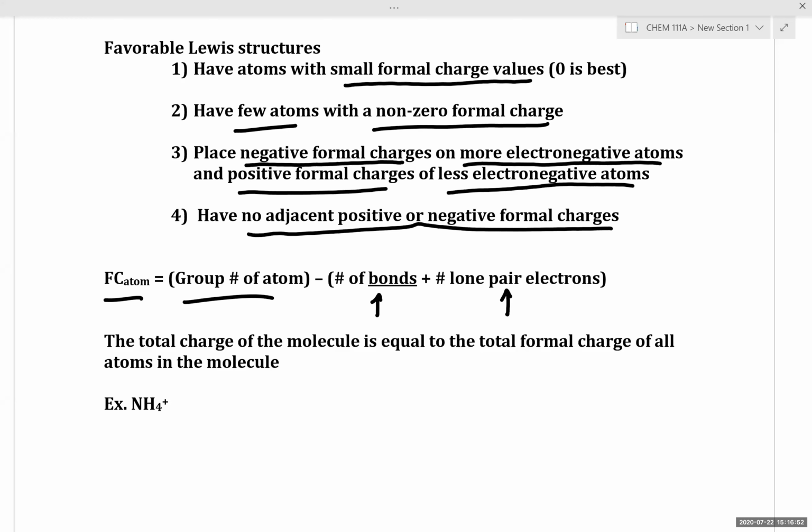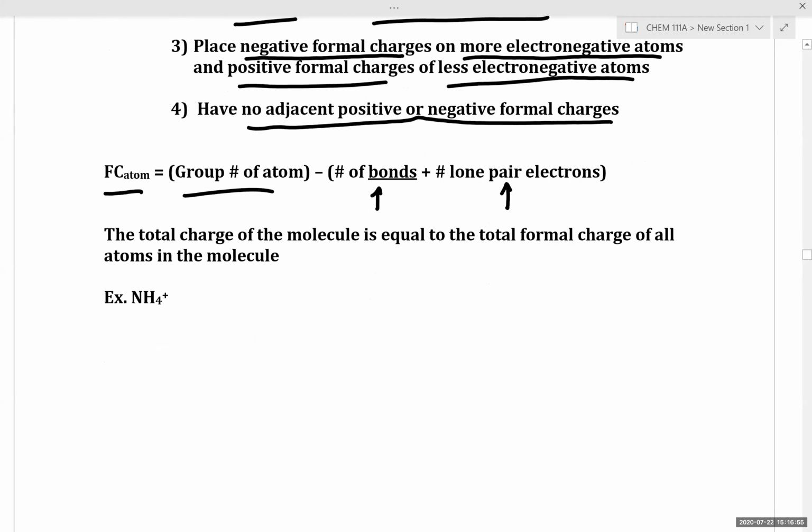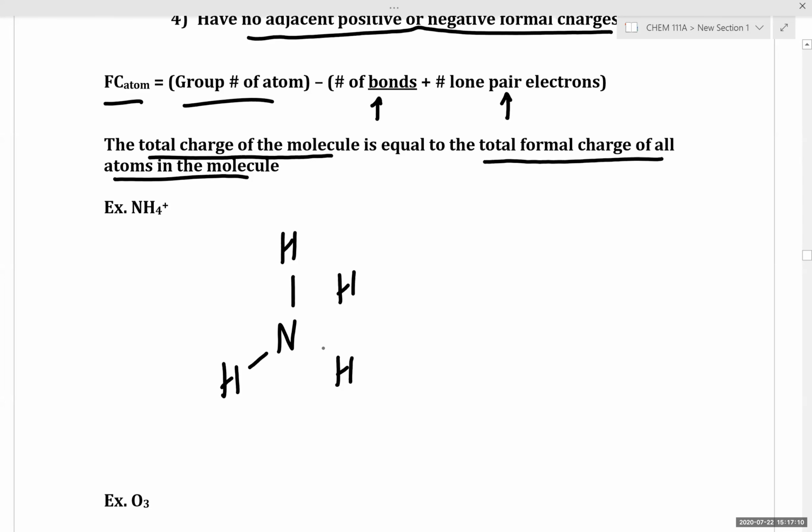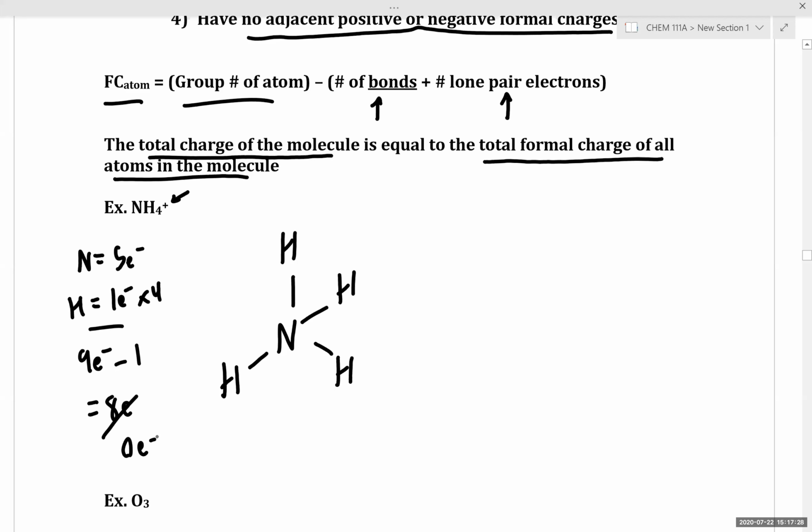So let's take a look at an example. And one thing to note, the total charge of the molecule is equal to the total formal charge of all atoms in that molecule. So for example, if we look at ammonium, which is NH4+, looks something like this. So nitrogen, 5 electrons, hydrogen, 1 electron times 4. We have 9 electrons minus 1 because we have a +1 charge. We had 8 electrons to work with. We formed 4 bonds. We had 0 electrons remaining.